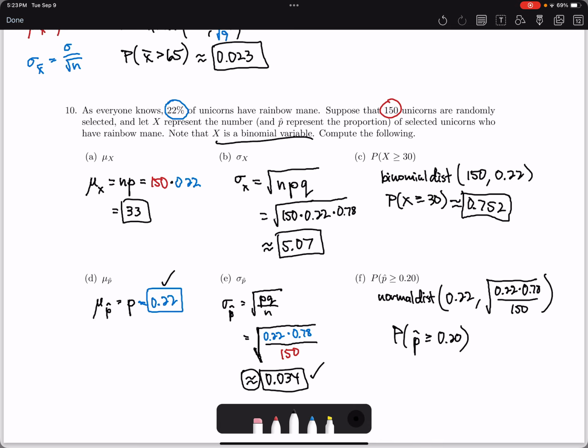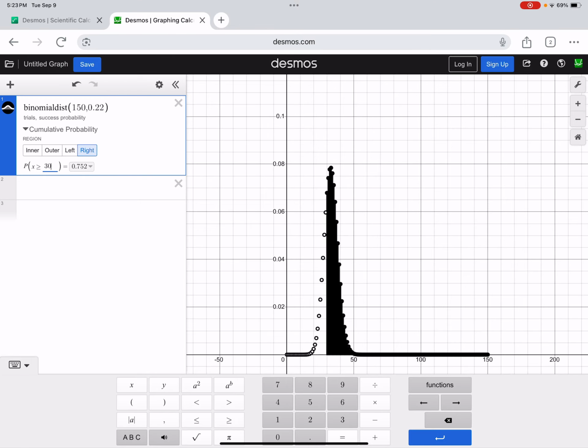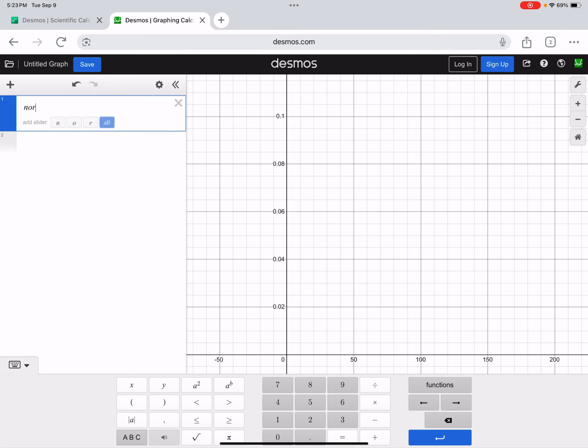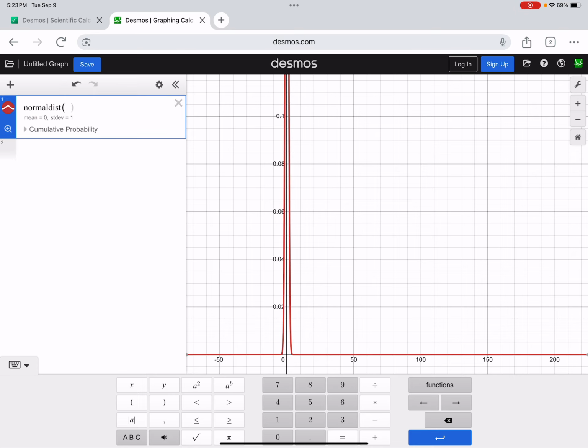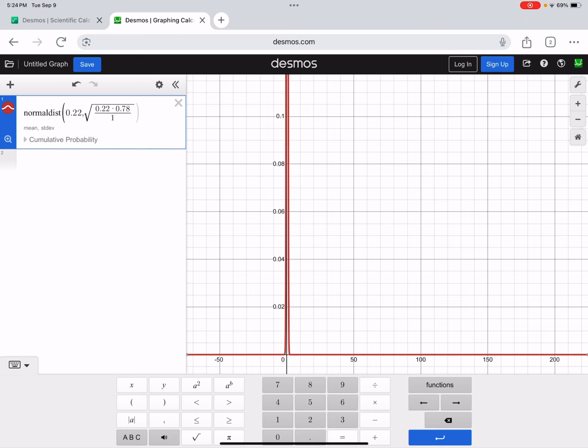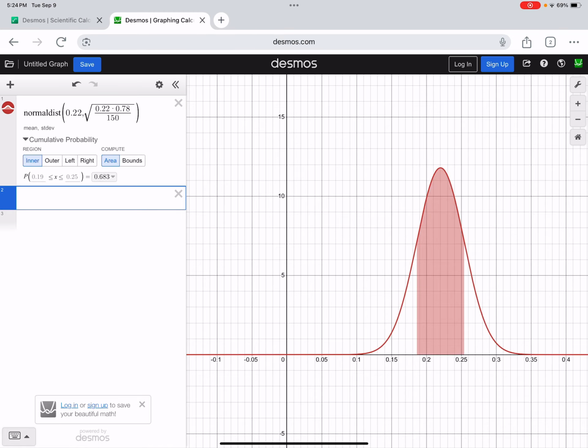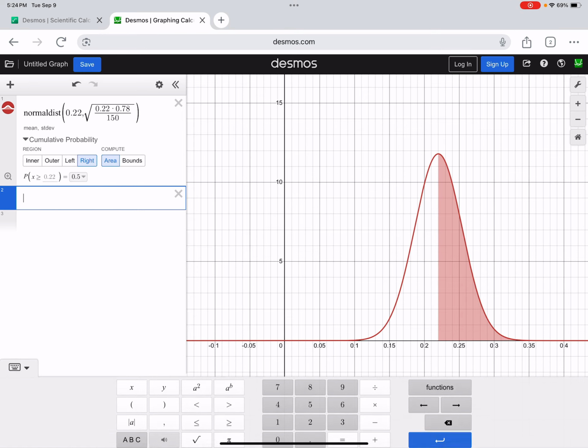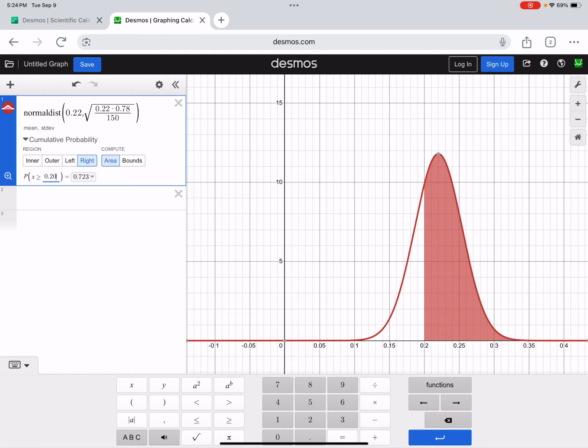Okay, let's do it. So normal dist 0.22, square root of 0.22 times 0.78 divided by 150. I'm going to zoom in on that, and then I'm going to find the probability that x is greater than or equal to 0.20. So that comes out to about 0.723.